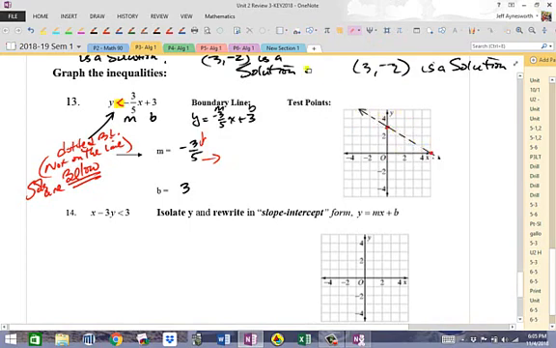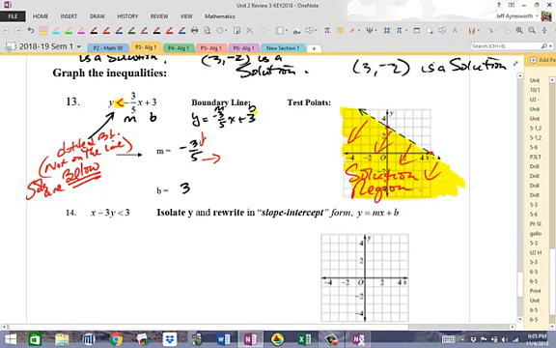All right, and then represent the solution region below the boundary line. This is called the solution region. All the solutions to the inequality lie below that boundary line, down here. Okay, not above, but below.